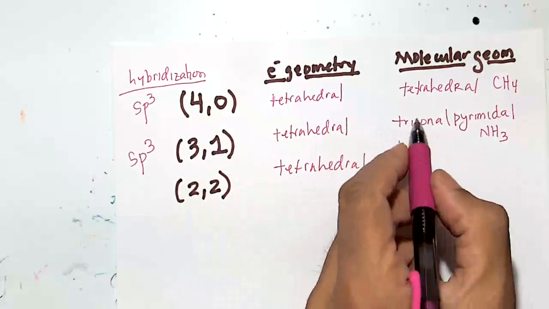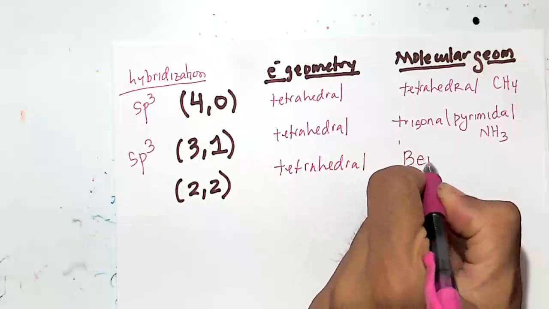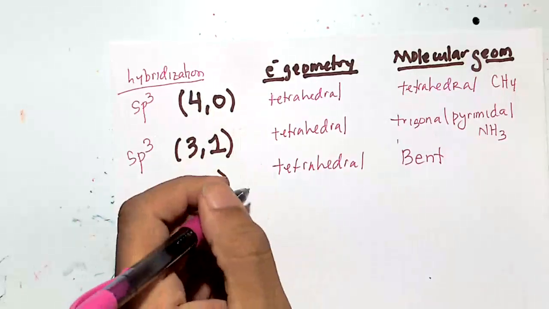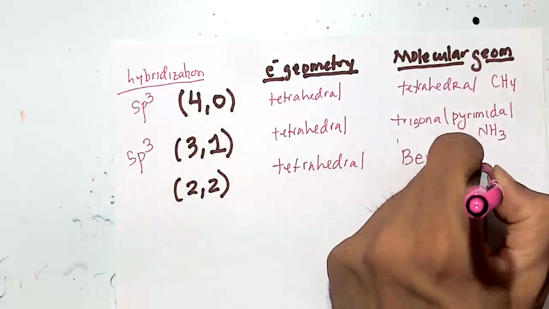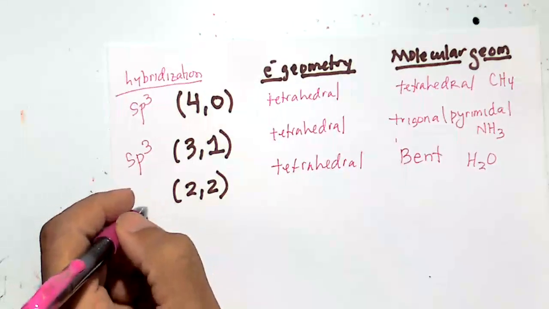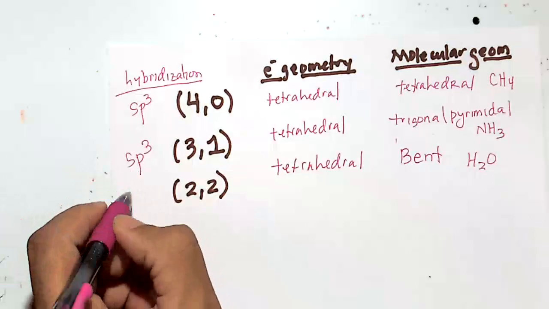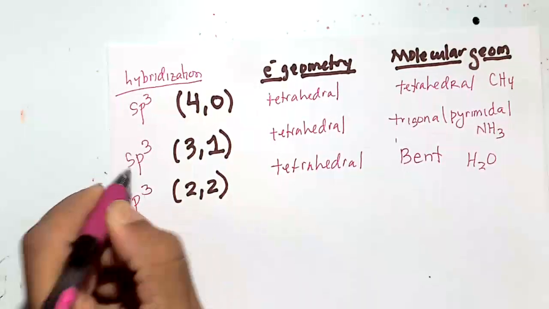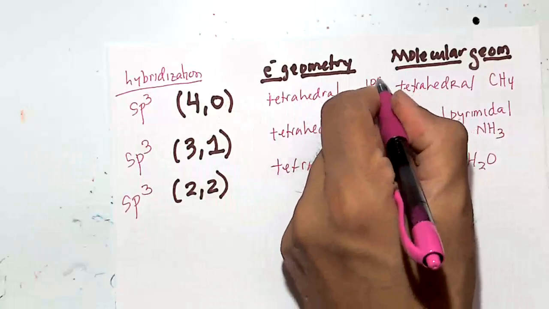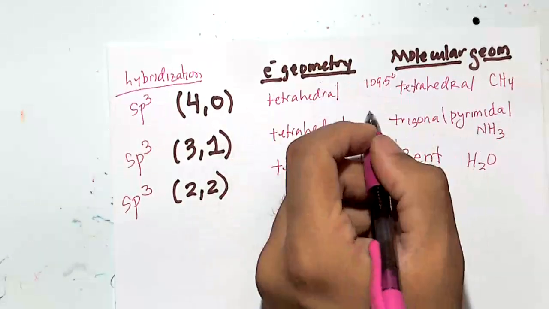Okay, but the lone pairs make it what? Okay, this is bent. Literally the 2 lone pairs do this. The best example of a bent molecule is water. What is 2 bonds and 2 lone pairs in terms of hybridization? It's also sp3. Okay, the bond angle for this is 109.5 degrees.